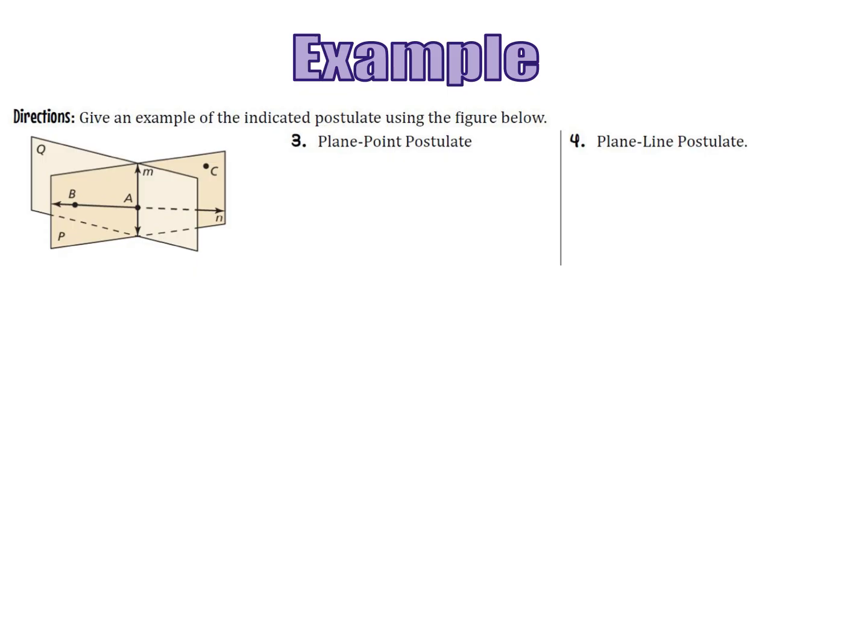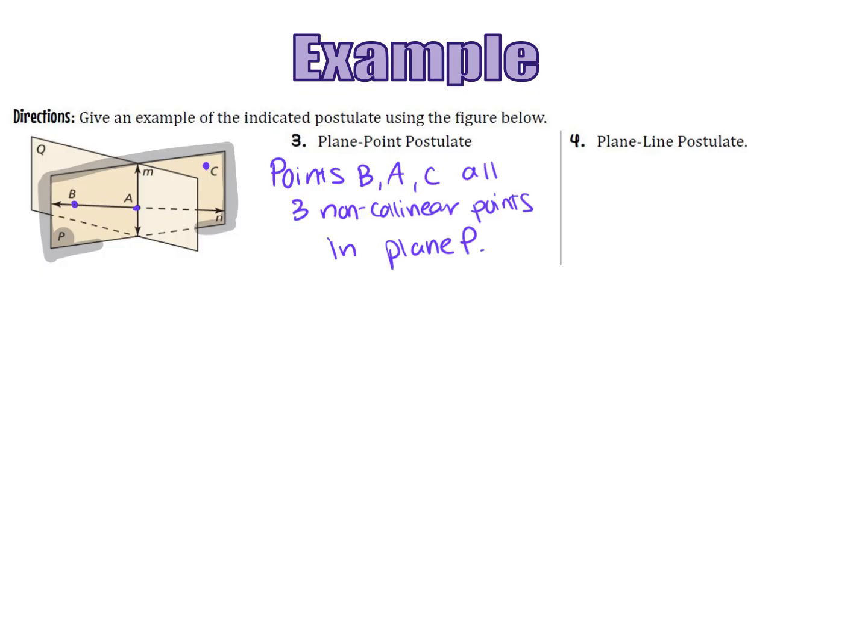Let's look at plane P. So I can see here this plane is identified to be plane P. And let's go ahead and identify 3 points that are not collinear, that are not on the same line in this plane. So I can see point B, point A, and point C all lie within plane P.